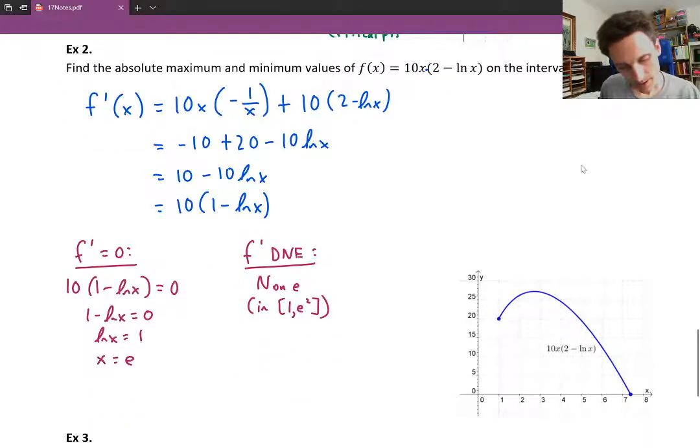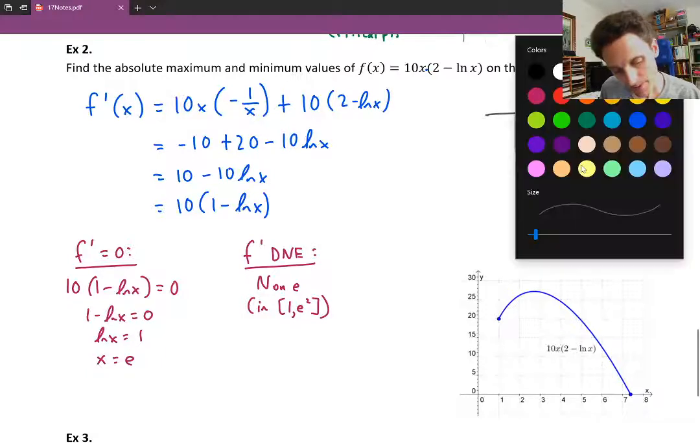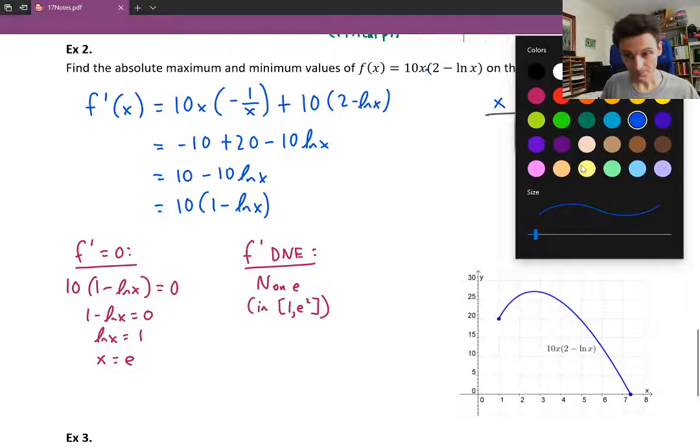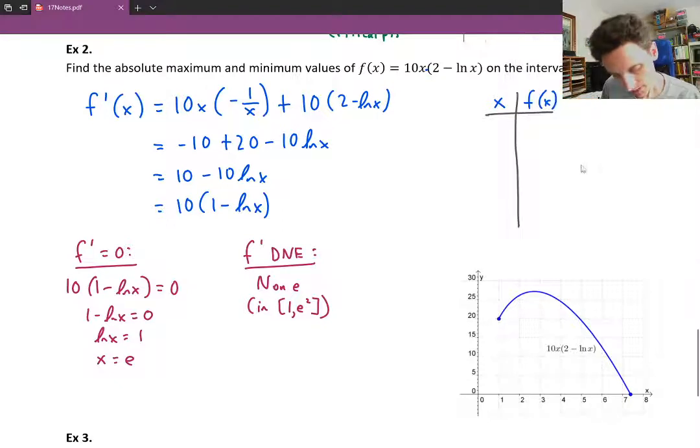Okay, now the next step is going to be to make a little table of values. In one column we'll write our inputs. In the other column, we'll write our outputs, f of x. And then what we're going to do is put all of the critical numbers that we found, which was just e, right? That was the only critical number that we found. That's the only x value where the first derivative was equal to 0 or DNE.